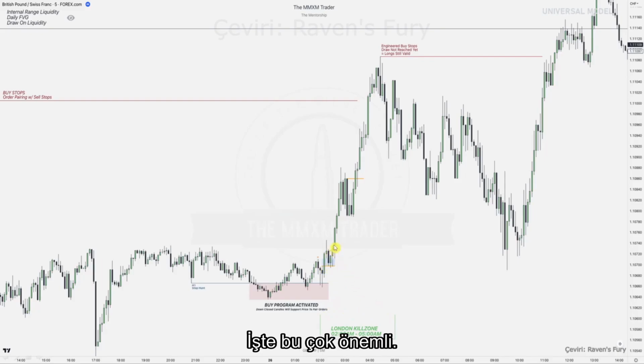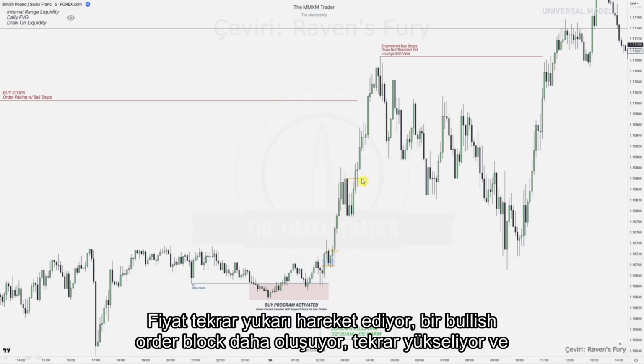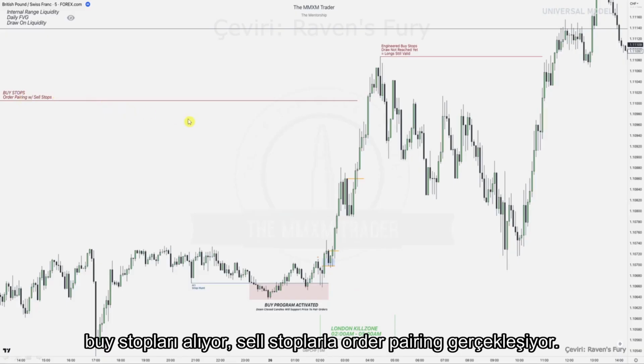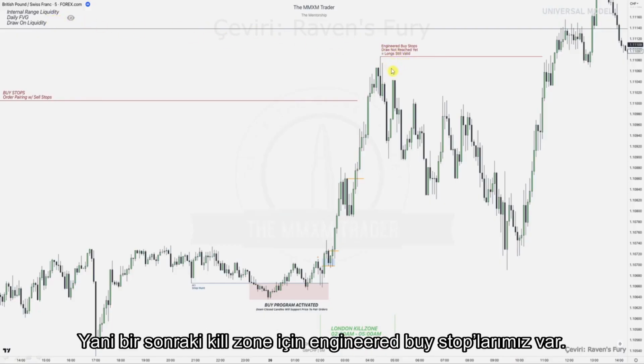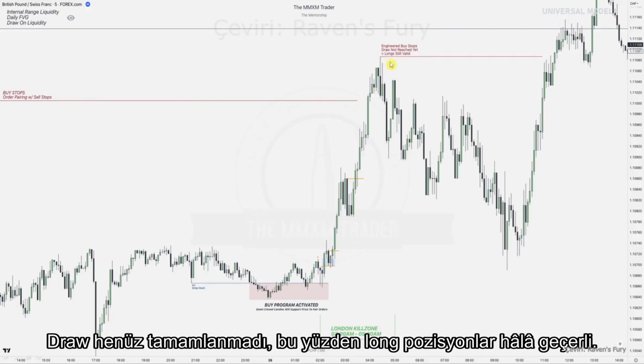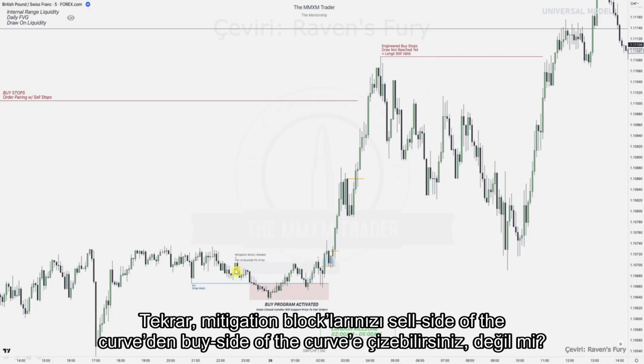So that's important. Price moves up again, forming another bullish order block, continues up again, hitting those buy stops for order pairing with sell stops. Now over here, we did not quite reach our draw on liquidity, right? Over here. So we have engineered buy stops for the next kill zone. So the draw is not reached yet, so longs are still valid. Once again, you can draw out your mitigation blocks from the sell side of the curve into buy side of the curve, right?